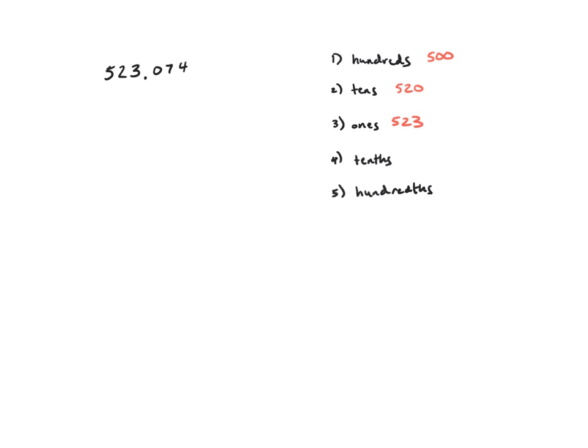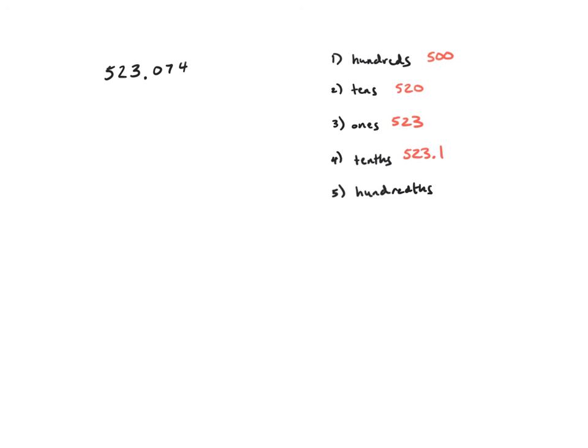Rounding to the nearest tenth, this is the tenths place, this 0 right here. So I know I have 523 wholes and no tenths. Halfway to the next tenth would be a 5 right here, and I have a 7 right here. So I know I'm more than halfway to the next tenth. So that means I'm going to round up to the next tenth, which would be 523 wholes and then 1 tenth.